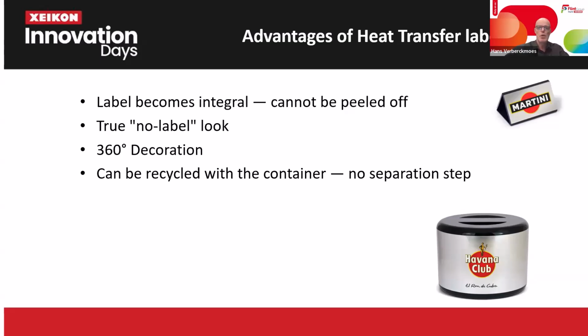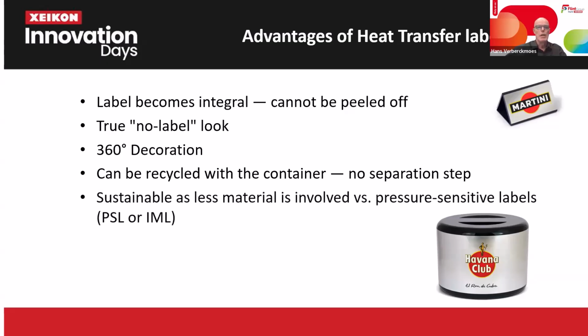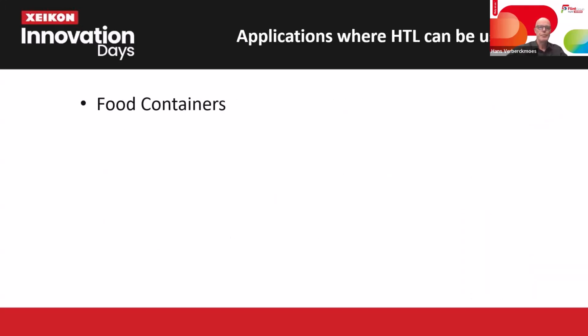Let's say you have a polypropylene bottle, but you have a paper label on there, so you don't have that issue. And it's also quite sustainable because you lose much less substrate than, for example, with a pressure-sensitive label or an IML label, as you only transfer the printed image. And also very durable. Some of these products have high requirements, so durability that stands up on the shelf.